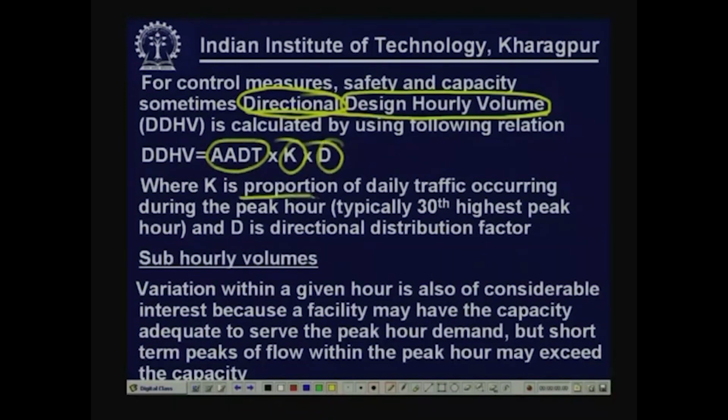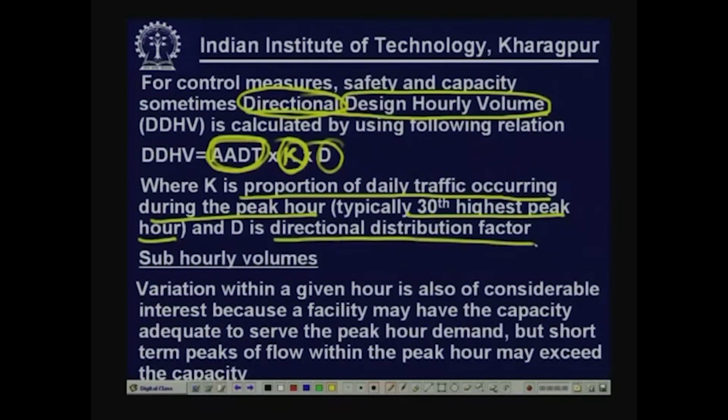is the proportion of daily traffic occurring during the peak hour. So, ADT is the daily traffic, and how much percentage of that is occurring during the peak hour is expressed as the K factor. It is normally or typically the 30th highest hourly volume. We shall make elaborate discussion about this K factor or 30th highest hourly volume later in some other lesson, and D is the directional distribution factor.